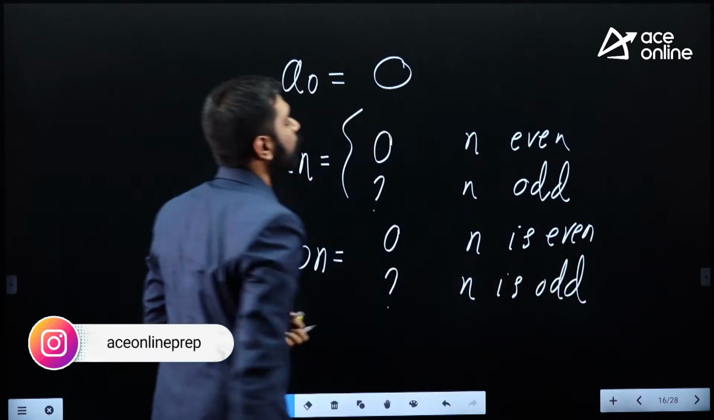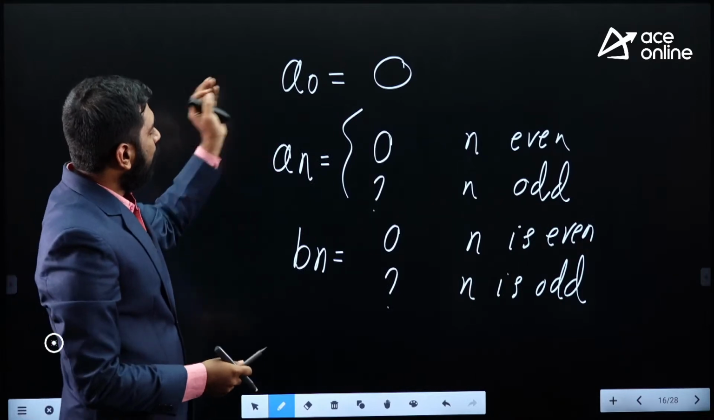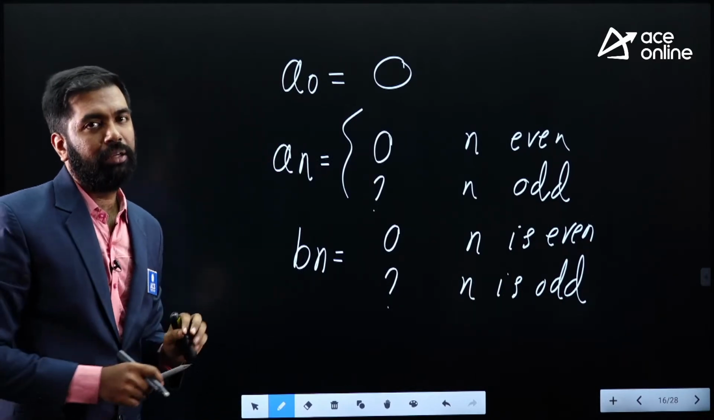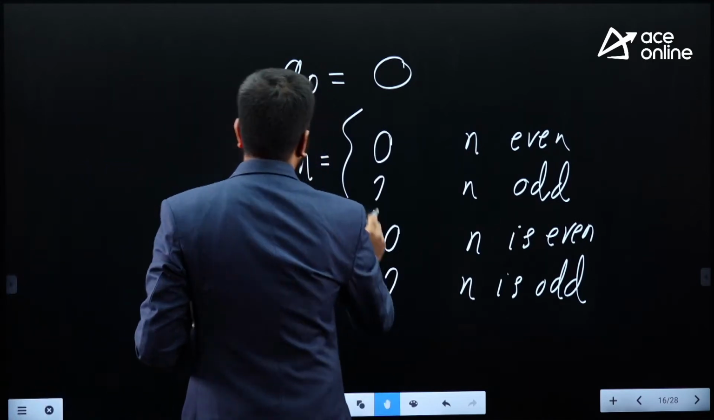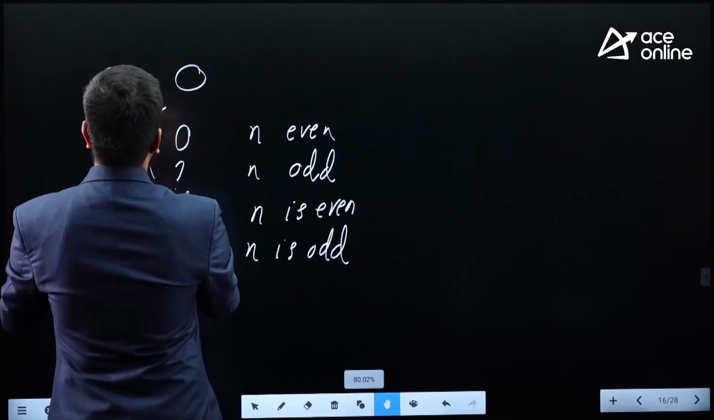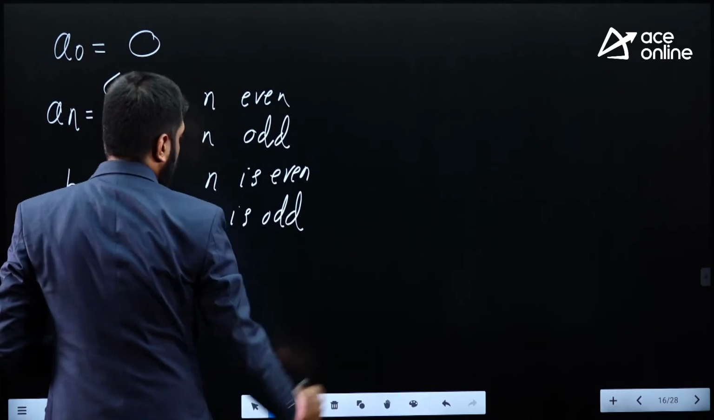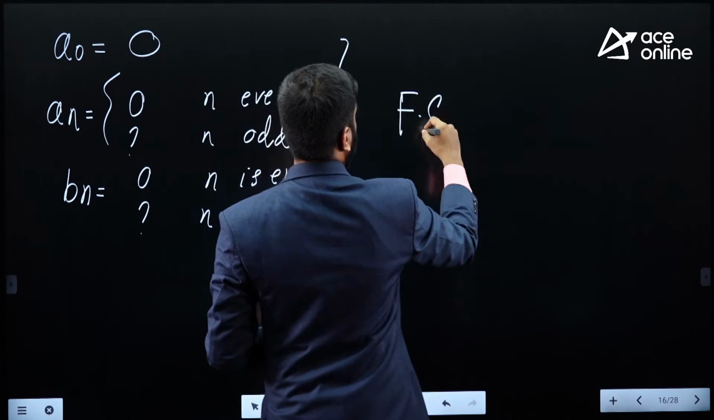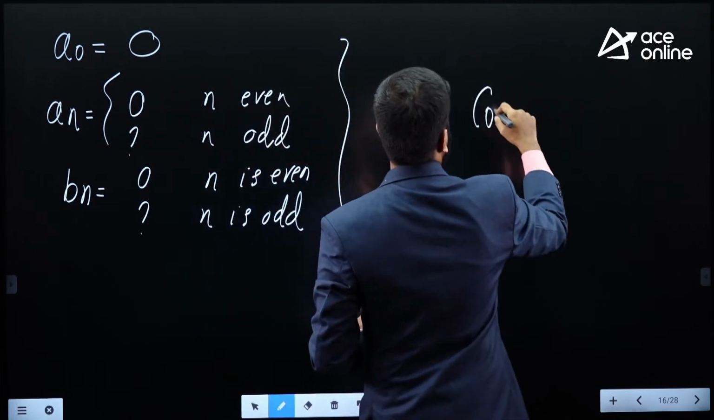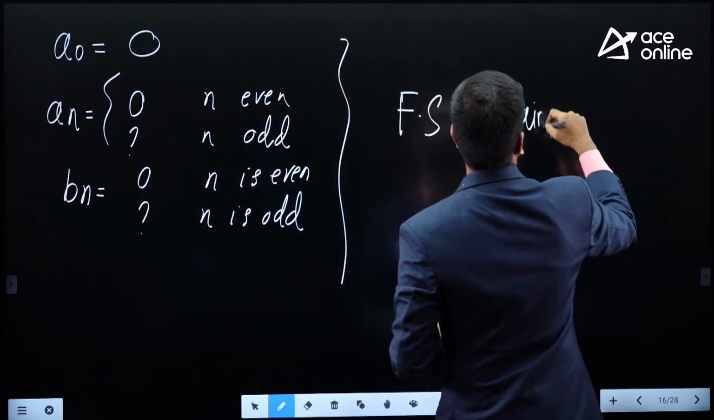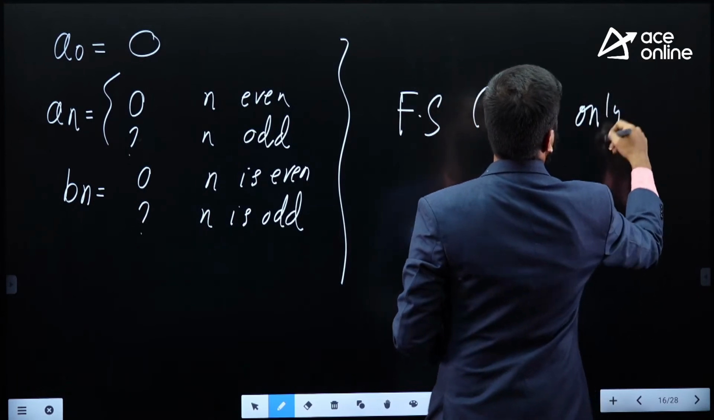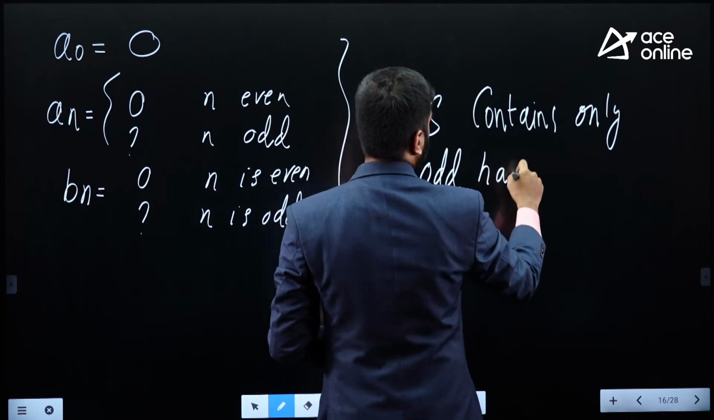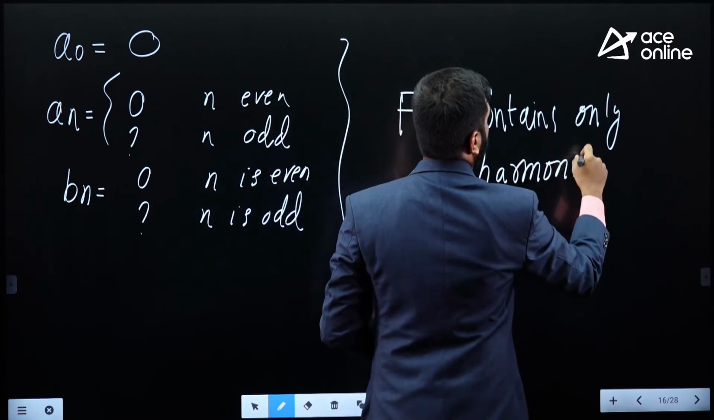So what's the comment now? The comment is that A naught is 0, right? All the even harmonics are gone, only odd harmonics are present. Let's write that comment here. The Fourier series contains only the odd harmonics. So that's the conclusion.